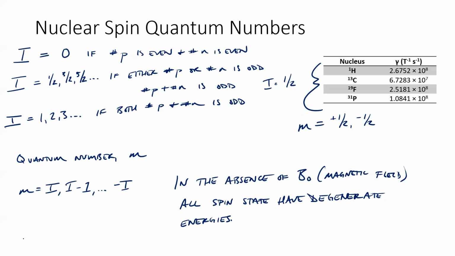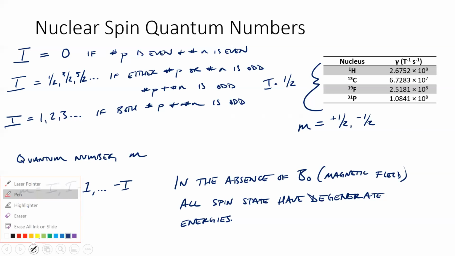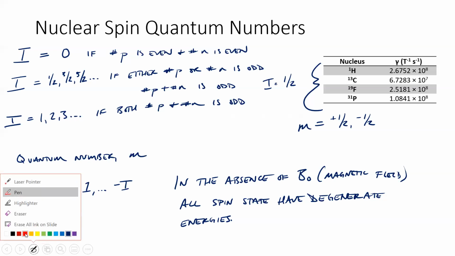This little table that I have here with these gamma values, let me change colors.